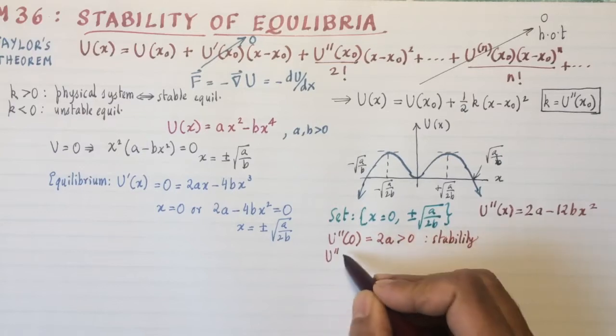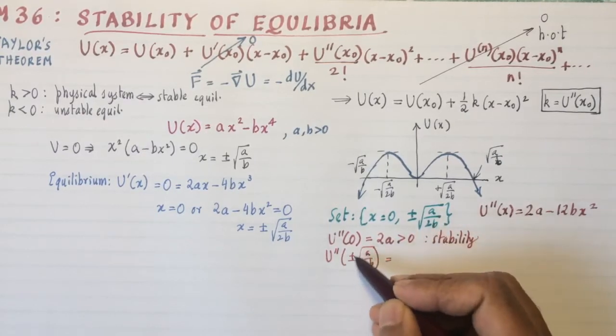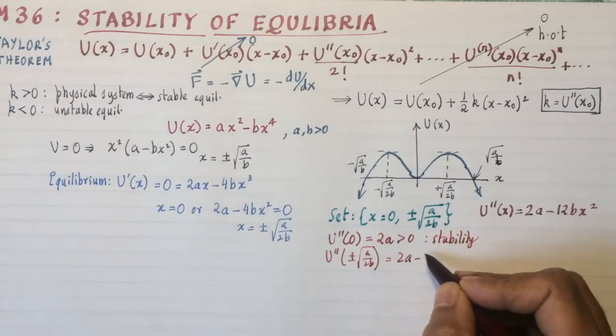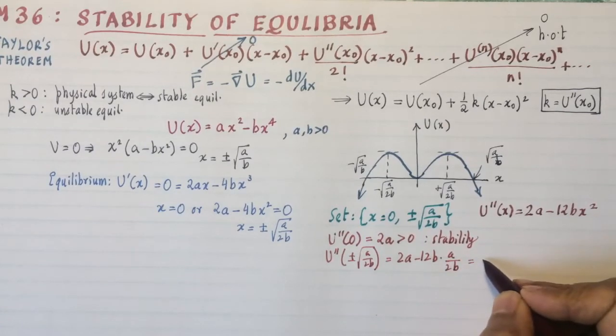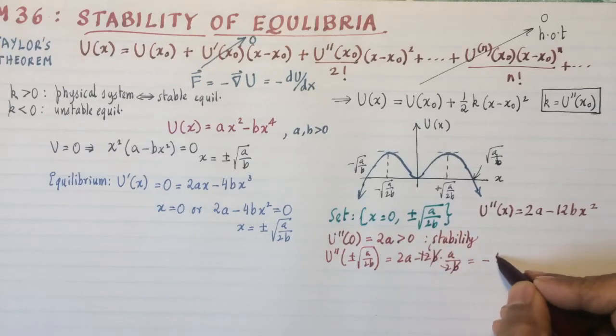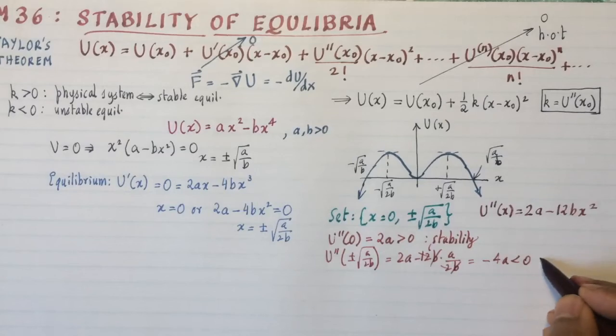And u double prime at either plus or minus square root of a over 2b, it doesn't matter if you take plus or minus because you're squaring it here, is going to be 2a minus 12b times a over 2b. So that's essentially negative 4a, which is less than 0 because a is presumed positive. So these are definitely unstable.